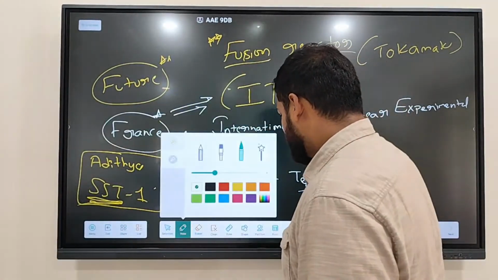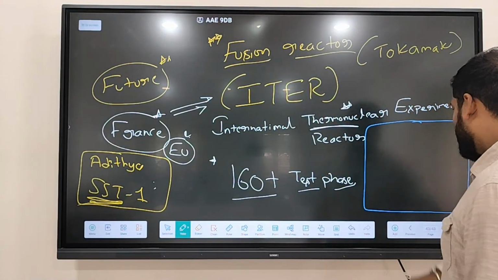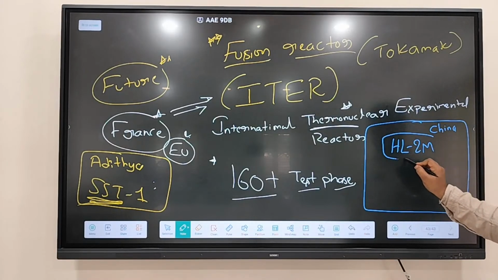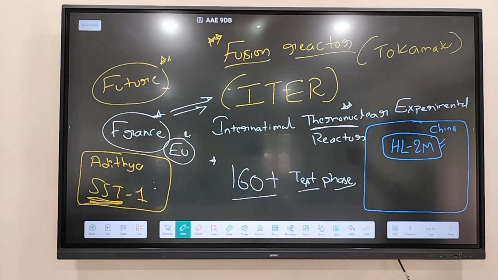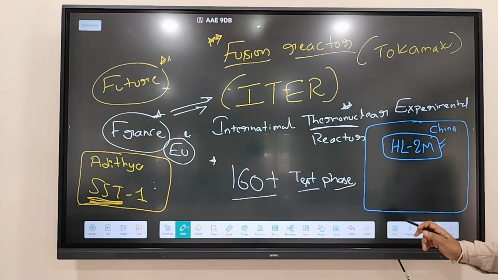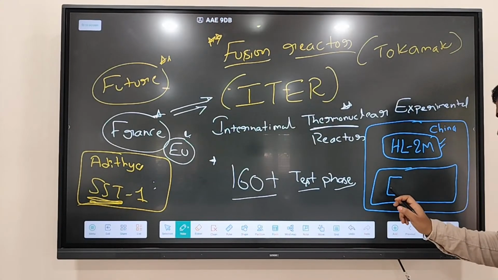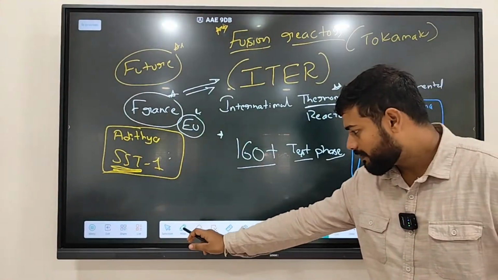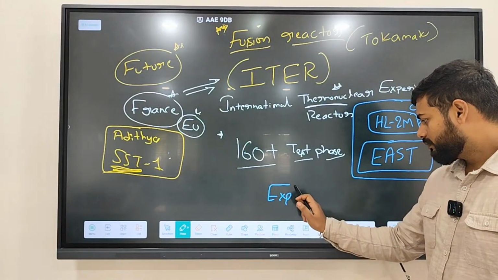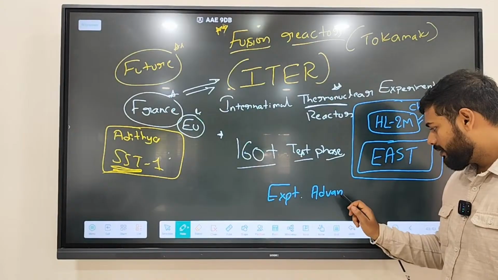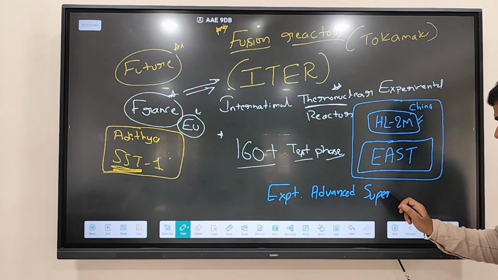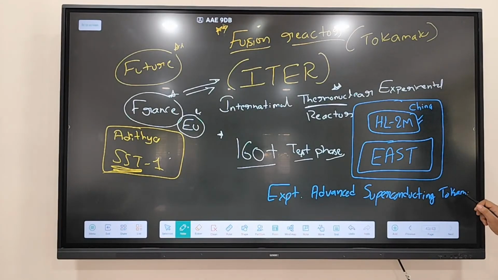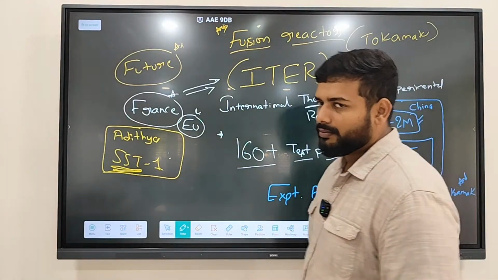The world's first successfully tested fusion reactor was by China. They first tested the HL2M tokamak reactor, HL2M is the name, in December 2019 to 2020. Later, they tested EAST. EAST means Experimental Advanced Superconducting Tokamak. EAST by China.